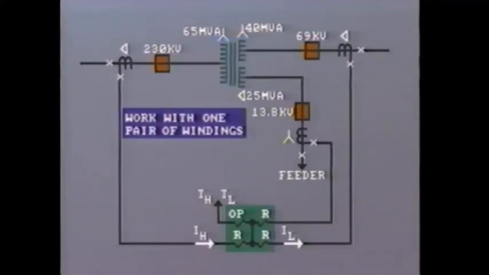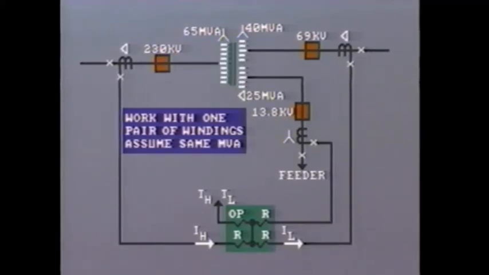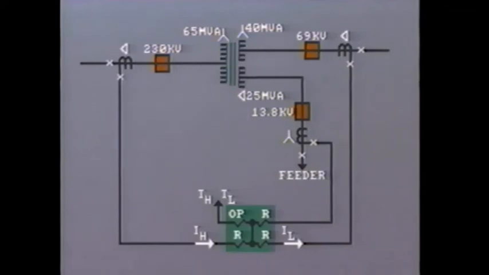With the multi-winding transformer, selecting the correct CT taps and calculating the mismatch is similar to our earlier example. The essential feature is to work with one pair of windings at a time and assume the same MVA for both windings. For example, let's consider 40 MVA passing from the primary to the secondary. The line current in the primary will be 40,000 divided by root 3 times 230, which equals 100.4 amps.